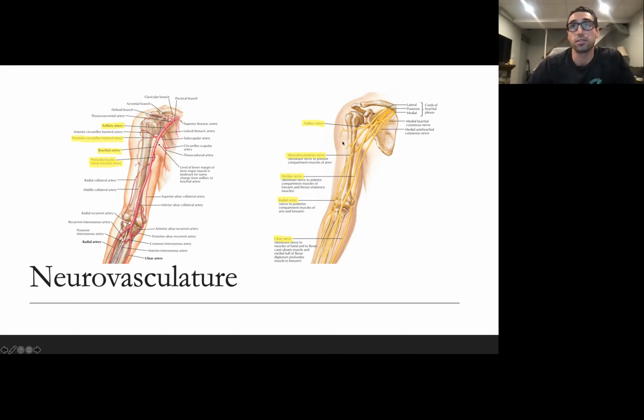Moving over to the neurovasculature, the axillary artery is normally not at risk with a humeral shaft fracture. The musculocutaneous nerve, which innervates many of the flexors of the forearm, the median nerve, which dominantly innervates the anterior compartment muscles of the forearm, the radial nerve, like we said, which is at risk of entrapment with humeral shaft fractures, innervates many of the extensors of the forearm, and the ulnar nerve, which courses posterior to the medial epicondyle. It's a dominant nerve to muscles of the hand and the flexor carpi ulnaris.